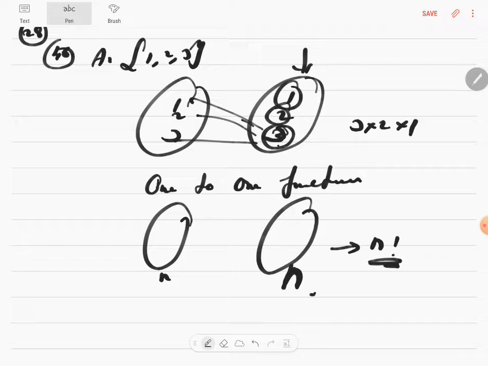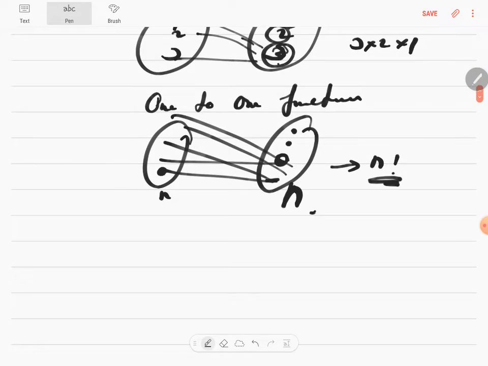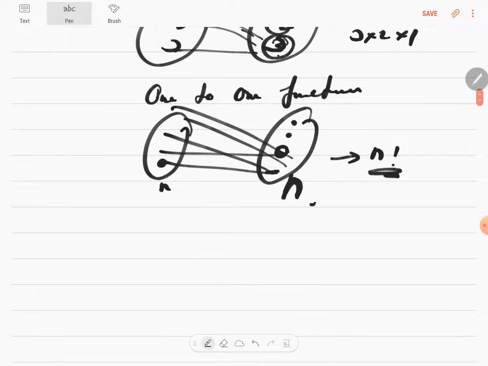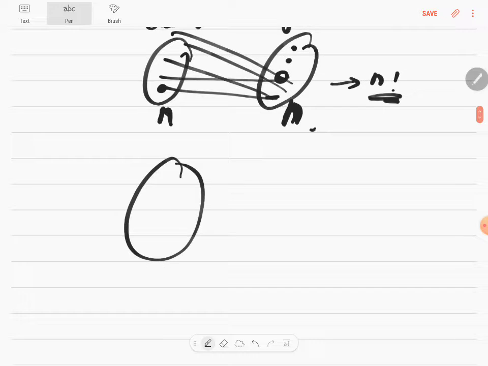You take this element, and this can be done in n ways. The next element can be done in n minus 1 ways, then n minus 2 ways, n minus 3 ways, therefore it becomes n factorial ways. Now to give you clarity, this was n elements, so you may still have some confusion. What happens if there are n elements here and m elements here?